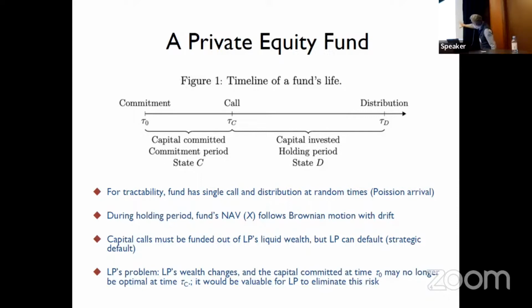Now, once you introduce a fund like this into the analysis, you're already creating two new state variables for the investor. One is the amount of capital in this fund, the X in this analysis. The second is that we need to keep track of whether the fund is in state C or state D. So that complicates the dynamic programming problem for the LP.